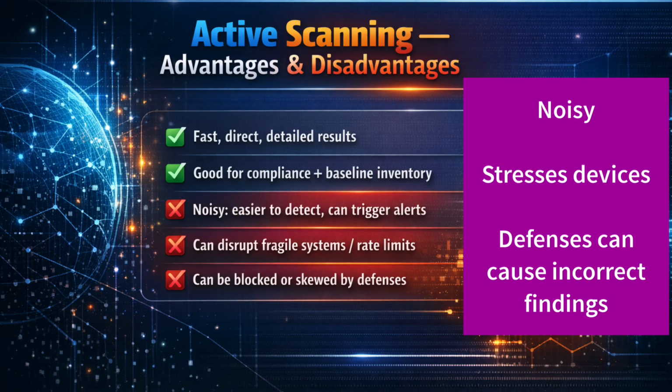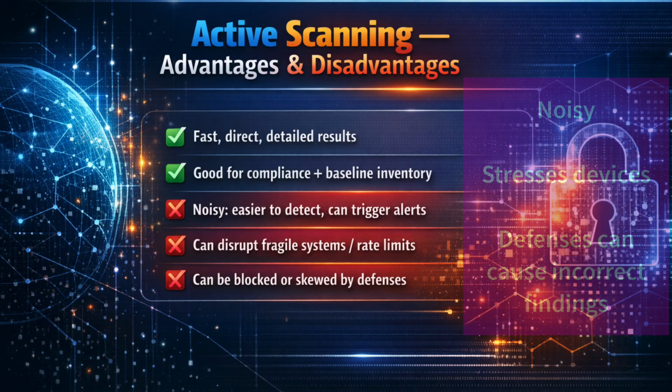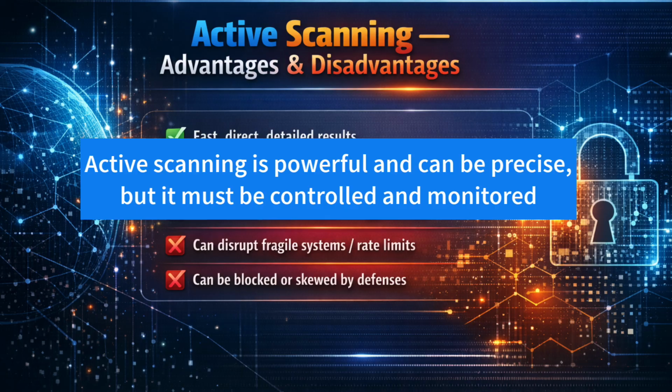It's often noisy, meaning it generates patterns, like many connection attempts across ports, that stand out in logs. It can also stress sensitive devices, legacy systems, or poorly configured services. So responsible scanning needs careful scheduling and throttling. Another issue is accuracy. Firewalls, IPS, and rate limits can hide or distort results, so you may get false negatives. Bottom line, active scanning is powerful and precise, but it must be controlled and monitored, like any other security operation.